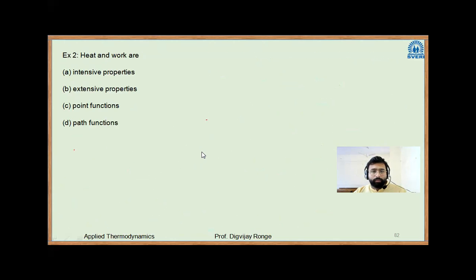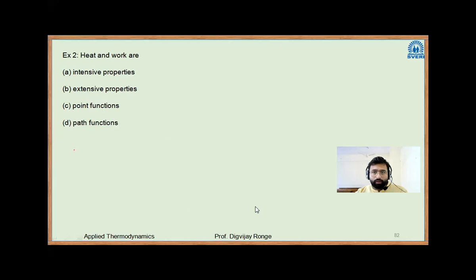Okay, again, a small MCQ is there. Heat and work are intensive properties, extensive properties, point function, path function. Okay, so come on, chat. Very easy question is there for you. Heat and work are what? So already we have taken this in the last lecture MCQs. So option number D, correct.